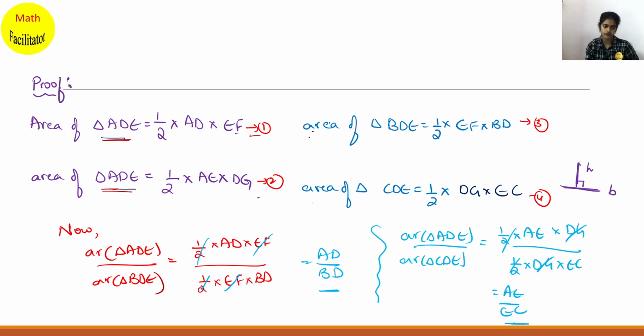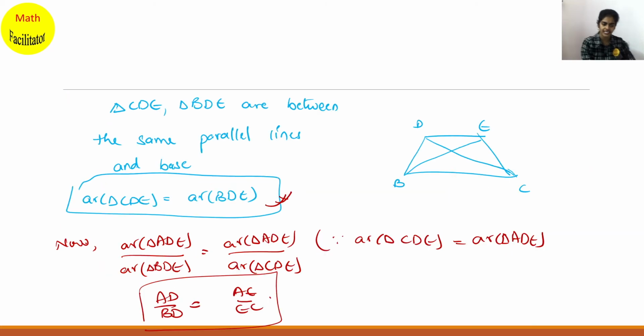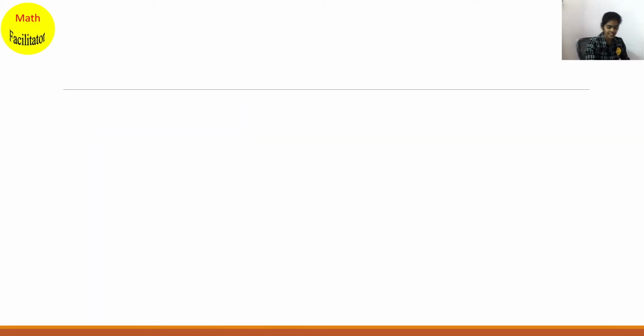Now take the ratio of these two and these two. You will get this. But you need to prove that these two are equal. So what is the point you are taking? Area of triangle BDE is equal to area of triangle CDE, and you can equate both the ratios. Let's move on to the next theorem.